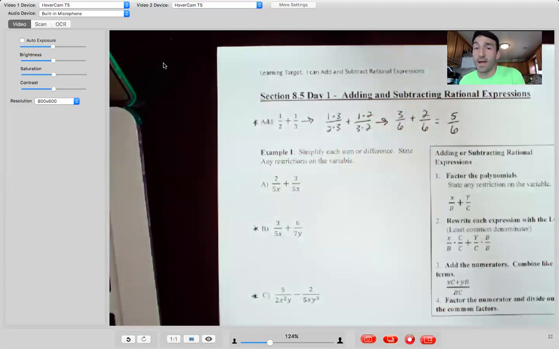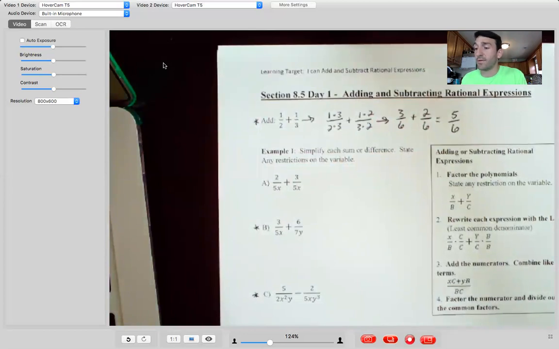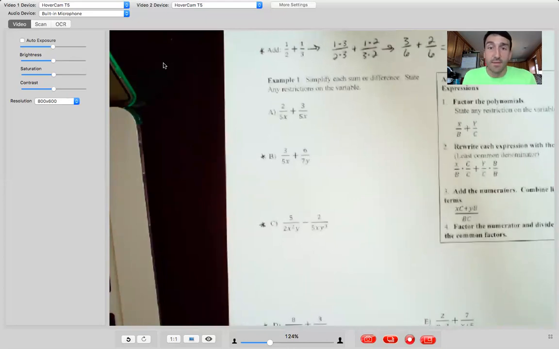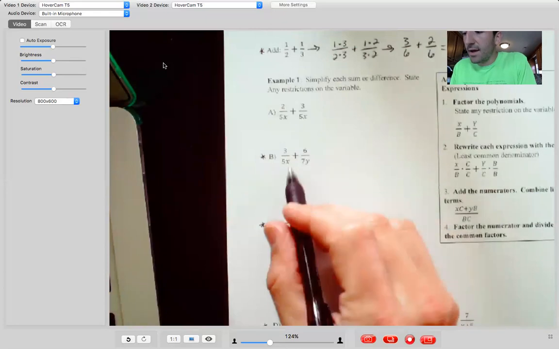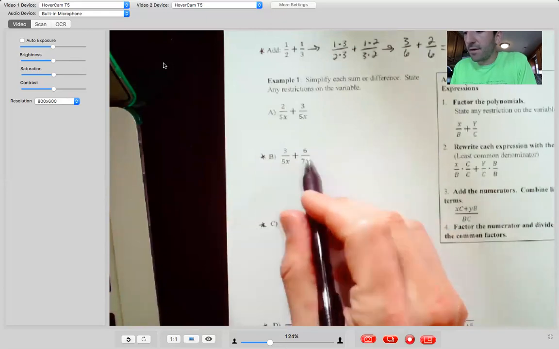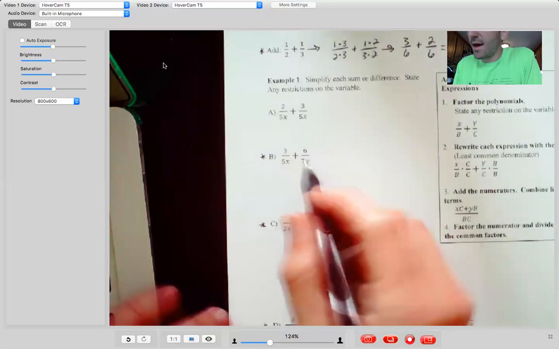I'm going to skip over A since it's already got a common denominator. You would just go ahead and add those to get 5 over 5x and then reduce from there, which you'll see on the filled out notes. So jumping ahead to B, we do not have a common denominator there. So what do we need to do to make that happen? We need to multiply this fraction by 7y over 7y and this one by 5x over 5x.